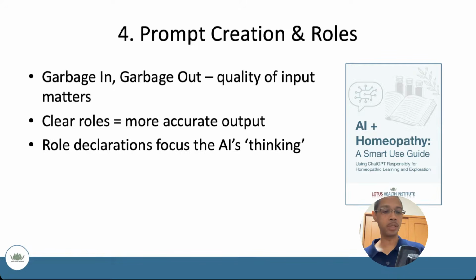Now, how that works in something like homeopathy would be, instead of just asking what's the remedy for this type of case, you first tell it, you are a professional homeopath trained in clinical homeopathy. Now you're going to kind of focus its thinking. Then you give it the rest of your information. And that's true across all kinds of uses of AI. You want to give it that role at the beginning of the prompt.